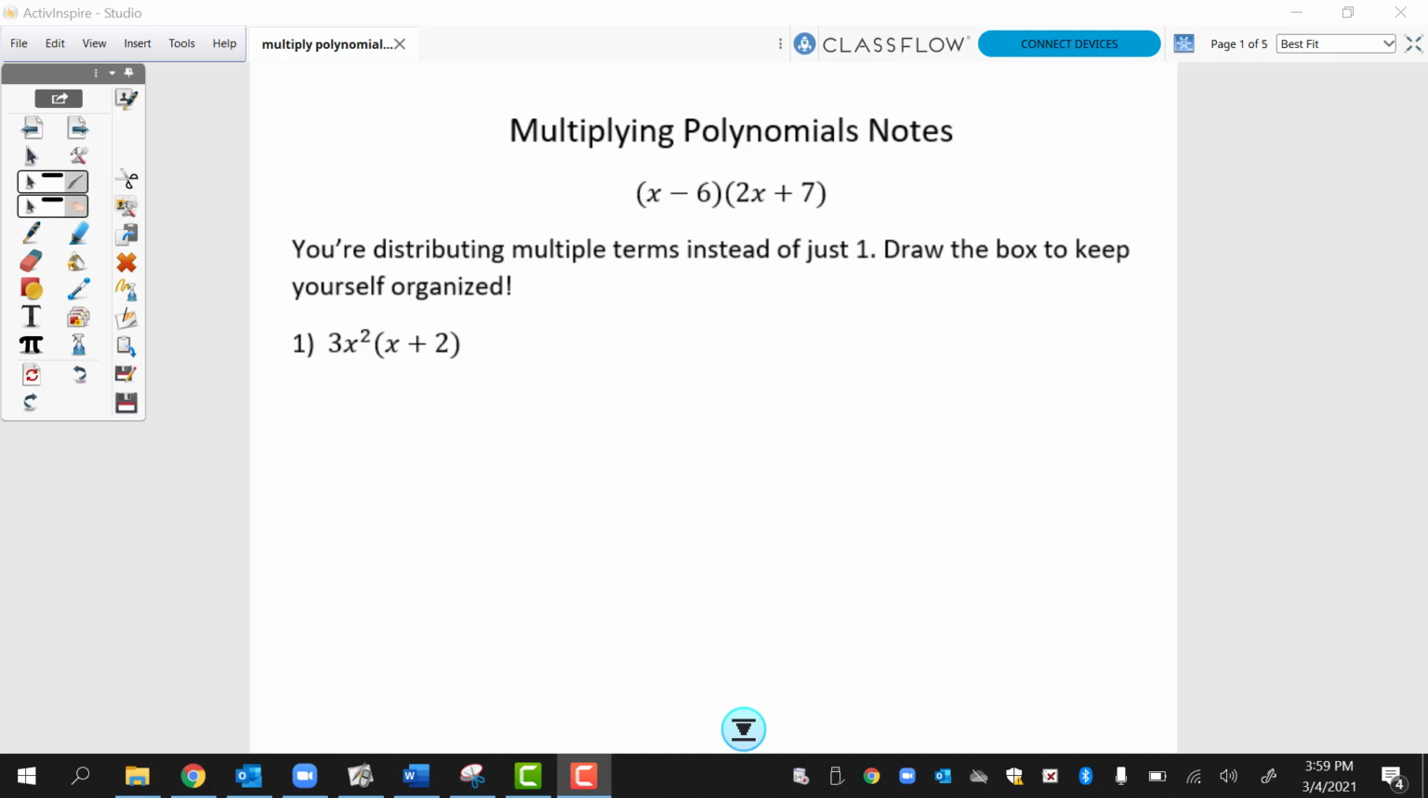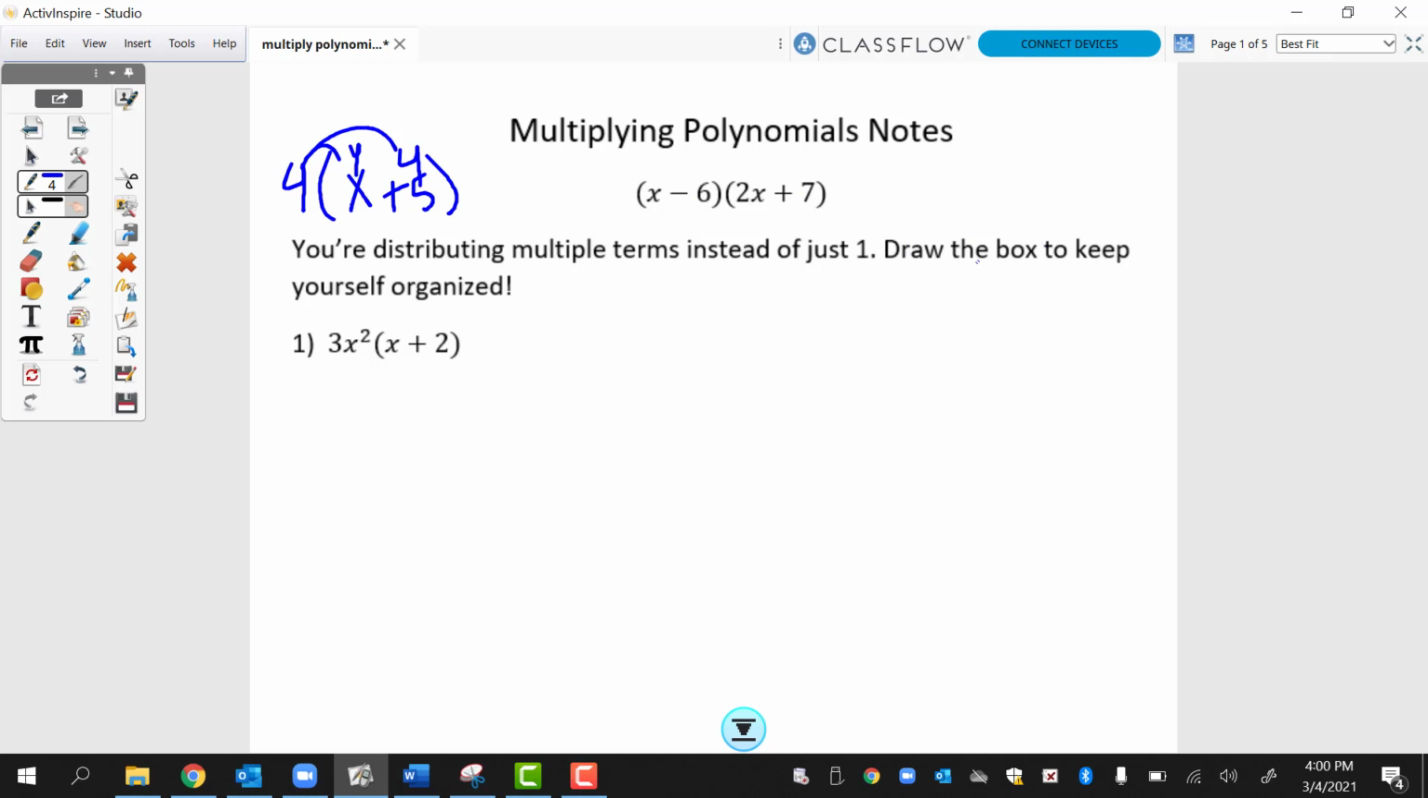All right, so last class we talked about adding and subtracting polynomials. Now we got to talk about multiplying polynomials, which we have been doing earlier this year when we've been distributing. But now instead of distributing just one number, like 4 times x plus 5, where we distribute the 4, this time we can do 2 numbers times 2 numbers.